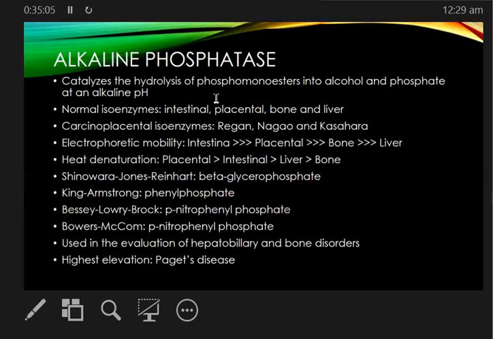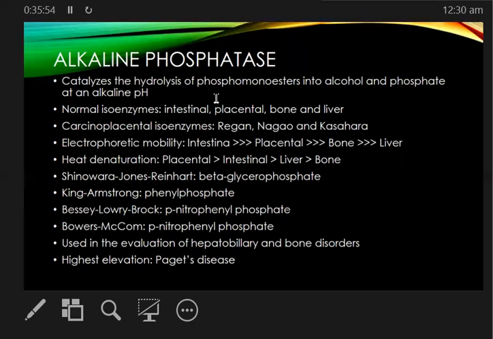Alright, so we have our alkaline phosphatase as the next one. Take note that it catalyzes the hydrolysis of your phosphomonoesters, or your organic phosphate esters, into alcohol and phosphate ion at an alkaline pH. When it comes to the isoenzymes, we have normal isoenzymes, and then we have what we refer to as your carcinoplacental isoenzymes. Normal isoenzymes would include your intestinal, placental, bone, and liver.